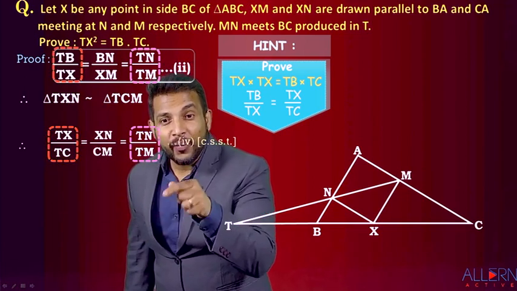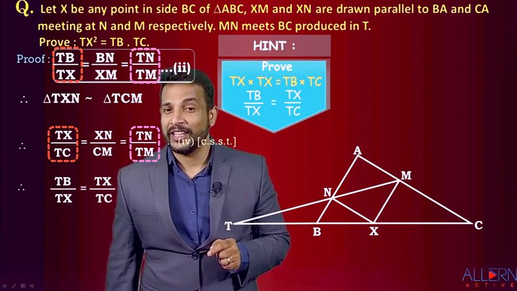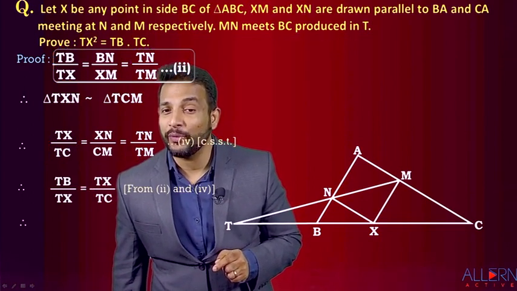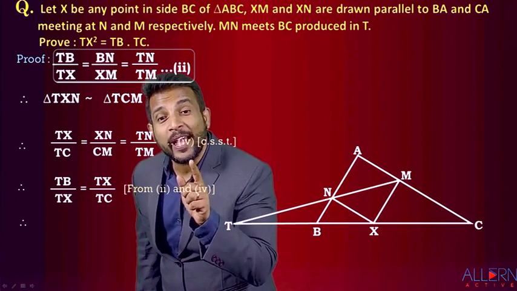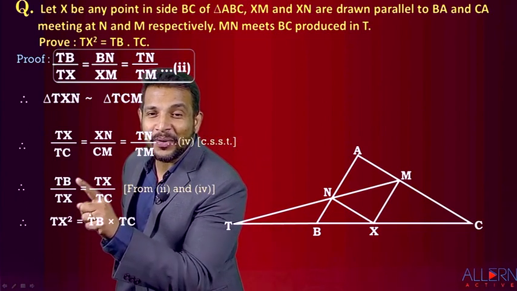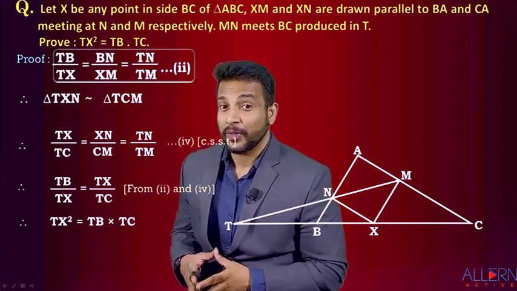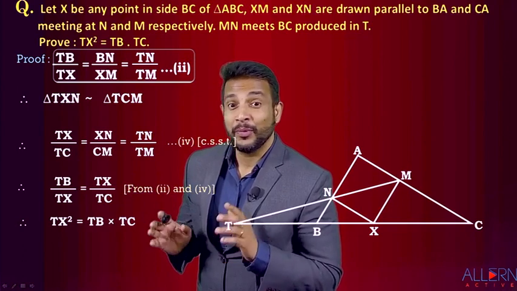Can we write that? Now in the next step, we'll write that TB upon TX is actually equal to TX upon TC. And from where did we get that? We got it from 2 and 4. And now just cross multiply. So what do we get? TX into TX gives us TX square is equal to TB into TC. And we got the proof. Wasn't that easy? It's a very important sum, a beautiful sum.